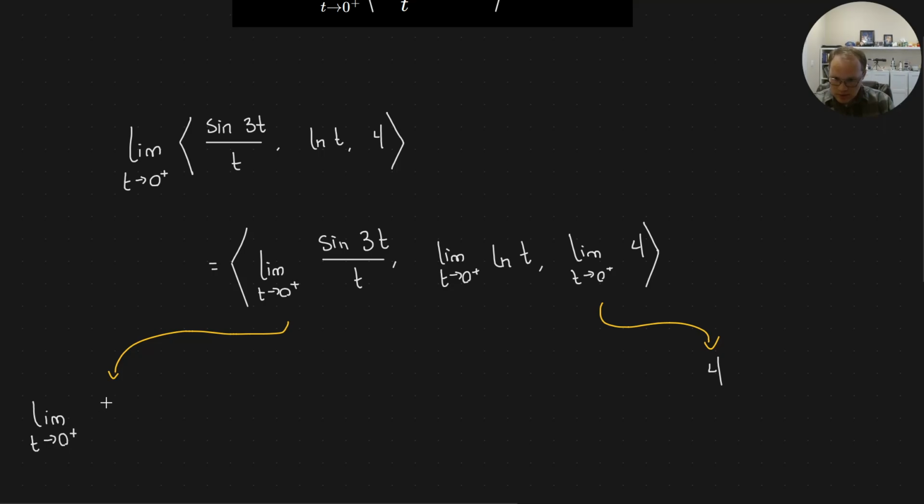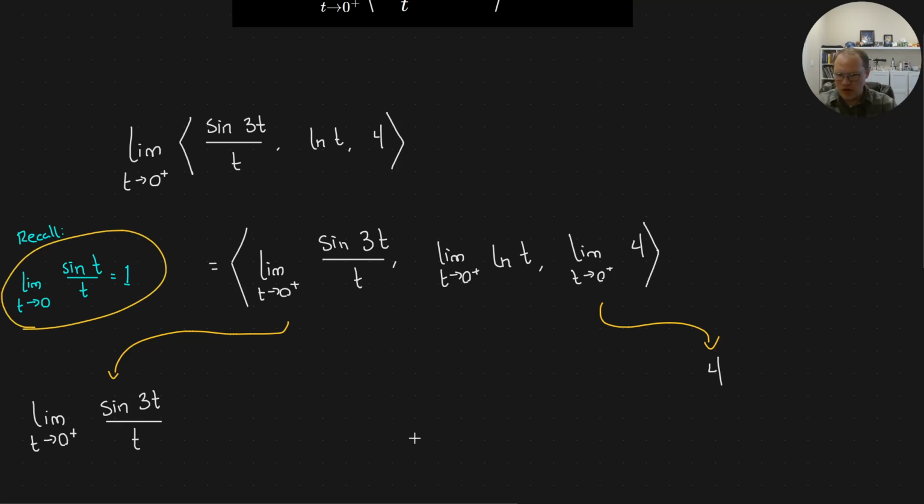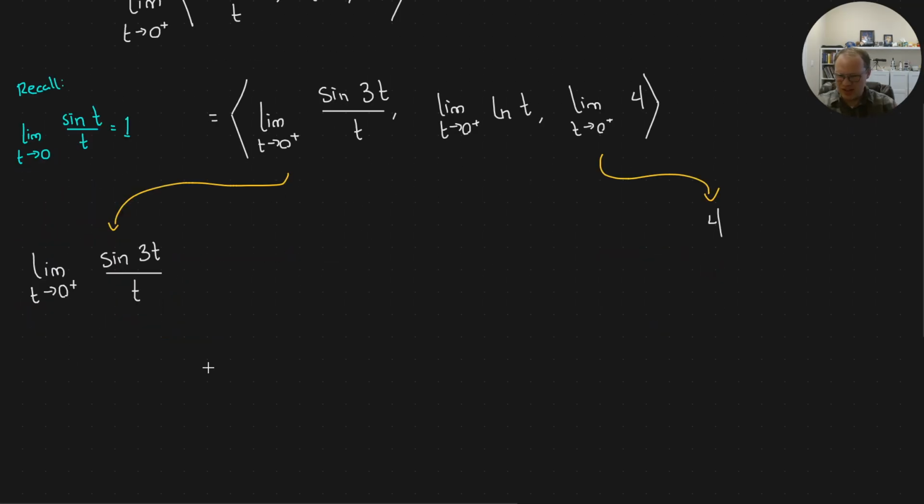This is a limit that we would have learned in Calculus 1. It's been a while, right? The key here is to recall that the limit as t approaches 0 of sine of t over t is equal to 1. Okay? And that's not quite what we have here. So we need to adjust it to kind of fit this framework. This is one that we learned in Calculus 1, we should have memorized. But we need to adjust it, all right?